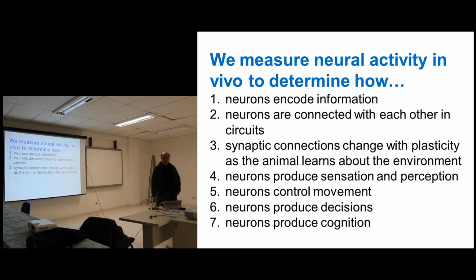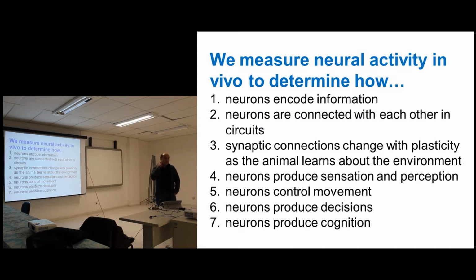We want to understand how synaptic connections change with plasticity as animals and people learn about the environment. This is due to a process of synaptic plasticity, and in order to understand how information is represented and transmitted, we have to measure in the animal as it's performing tasks and learning, we have to measure this activity and relate it to learning. And of course, there are the classic questions in neuroscience, questions like, how does the brain do these things, like sensation and perception and control movement and produce decisions and produce cognition?